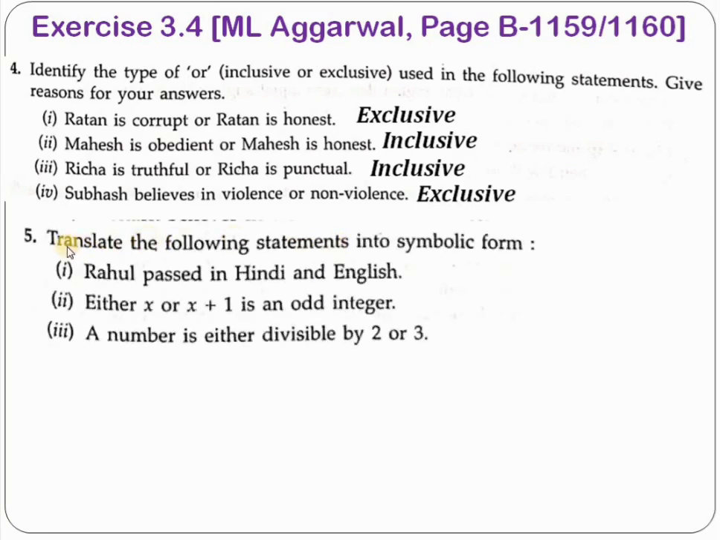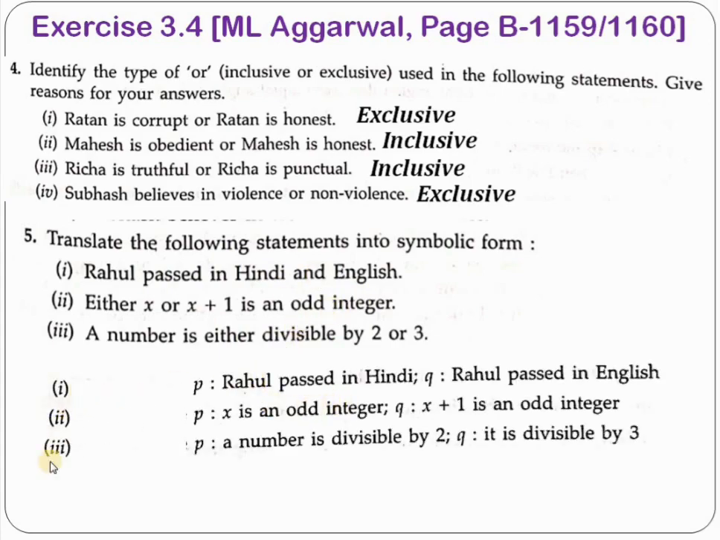Question number 5 from exercise 3.4. Translate the following into symbolic form. Again, here you see that and is used, or is used, similarly here or is used. So what you need to do here is first divide this compound statement into its component statements. For example, 1, 2 and 3, I have divided all this into component statements. The first one can be divided into Rahul passed in Hindi and Rahul passed in English. So this is my P and this is my Q.